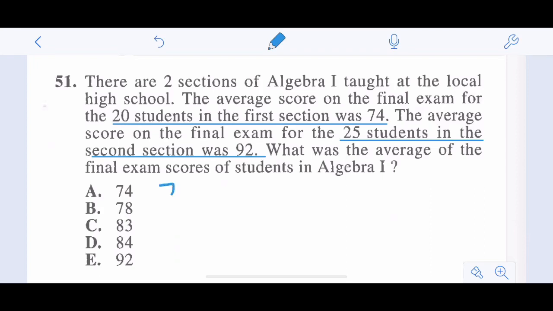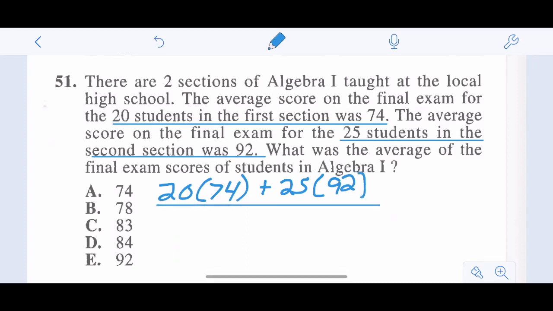So 20 students made a 74. So 20 times 74. Doesn't really matter what each individual student made. What matters is the average. And then plus 25 students made a 92. And then divide that by the total number of students, which will be 20 in one class, 25 in another. So we multiply these out.